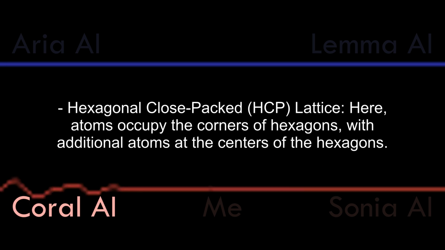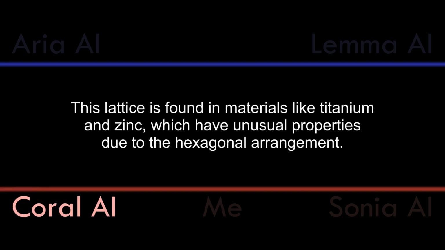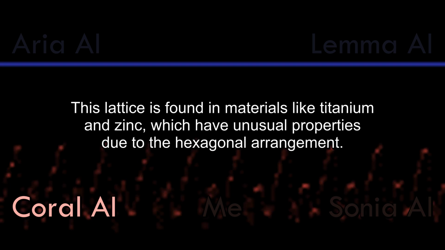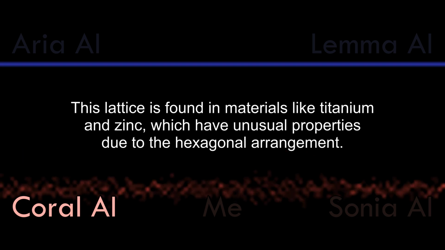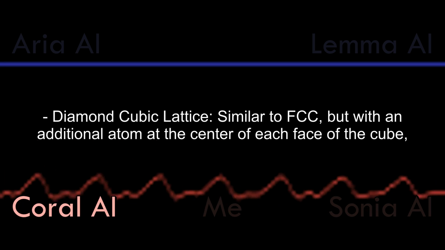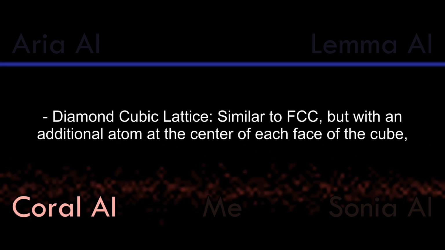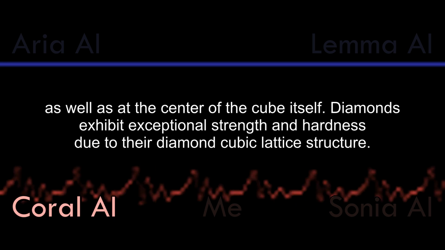Hexagonal close-packed HCP lattice, here atoms occupy the corners of hexagons, with additional atoms at the centers of the hexagons. This lattice is found in materials like titanium and zinc, which have unusual properties due to the hexagonal arrangement. Diamond cubic lattice is similar to FCC, but with an additional atom at the center of each face of the cube, as well as at the center of the cube itself.